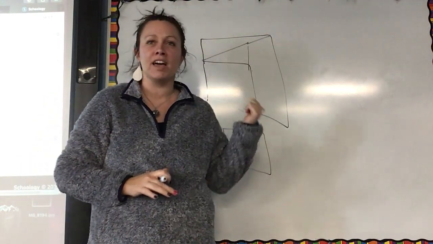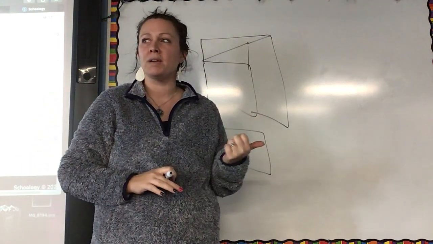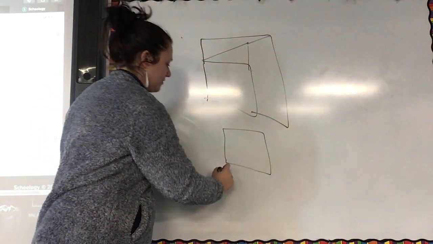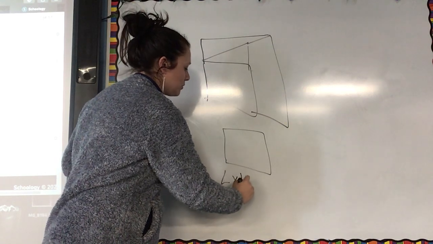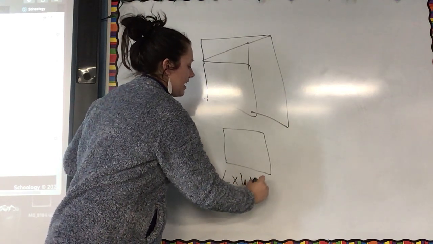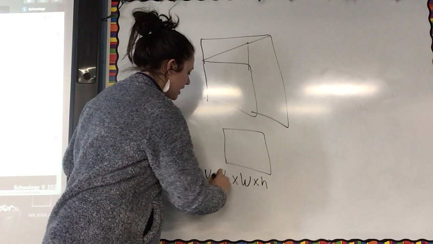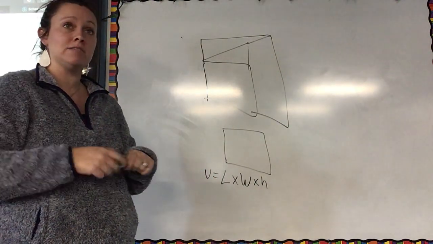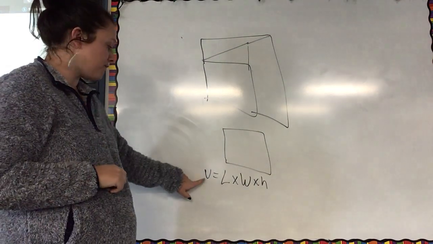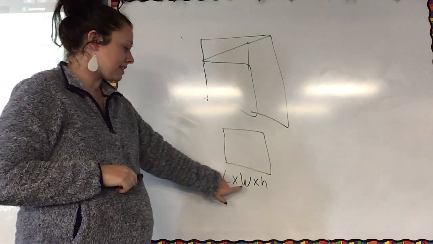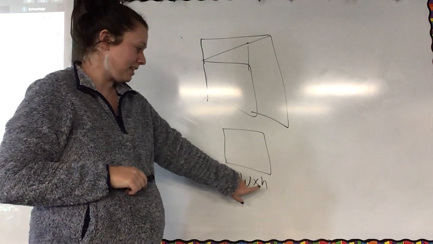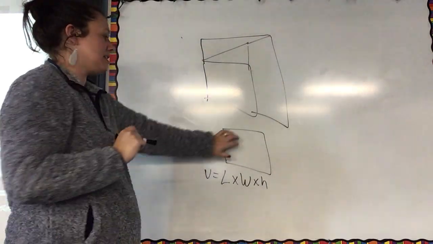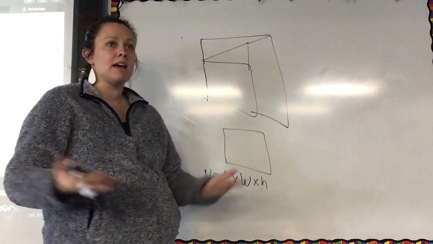If I wanted to find the volume of this cube, what would be the equation that I would use for it? Mason? Length times width. You're so close. Length times width times height. Very good. And we like to use initials because we like trying to make it easier on ourselves and not give us more work. So V stands for volume, L length, W width, and H height.